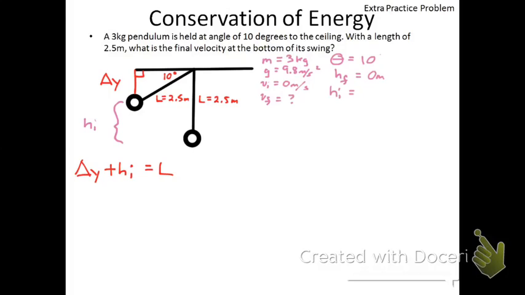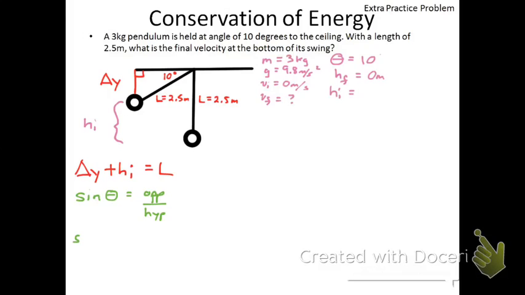And then once we can figure out the initial height, we can use the conservation of energy formula to solve for the final velocity at the bottom of the swing. So, how do we find delta y? Well, we have to go back and refer to our trig functions. Sine of the angle is defined by the opposite over the hypotenuse. But of course, the opposite and hypotenuse have actual labels in this problem.